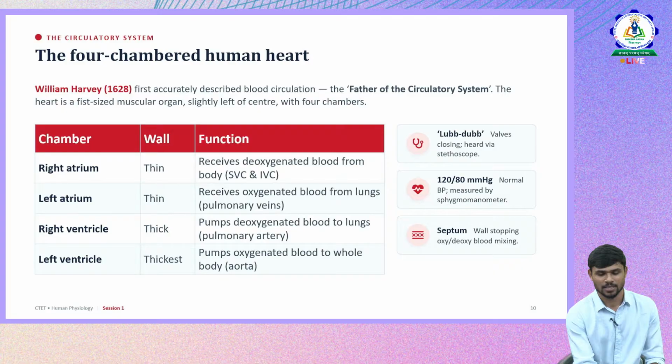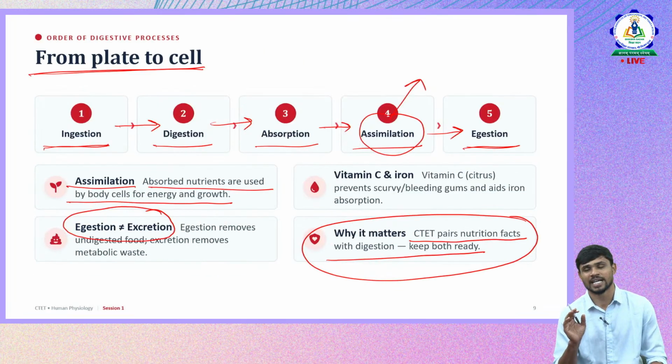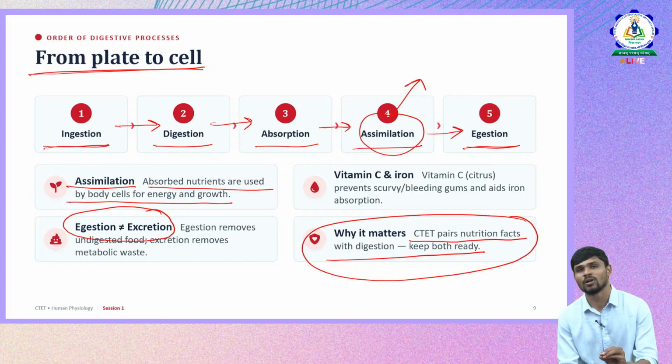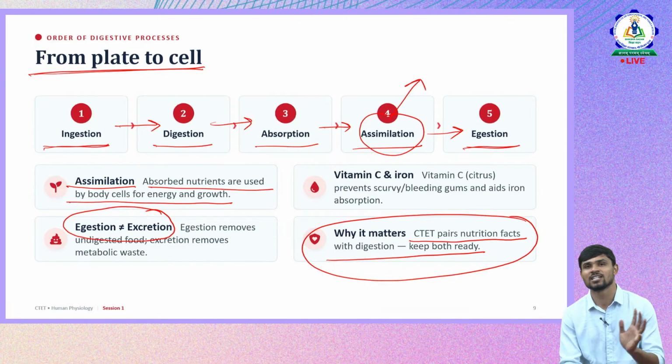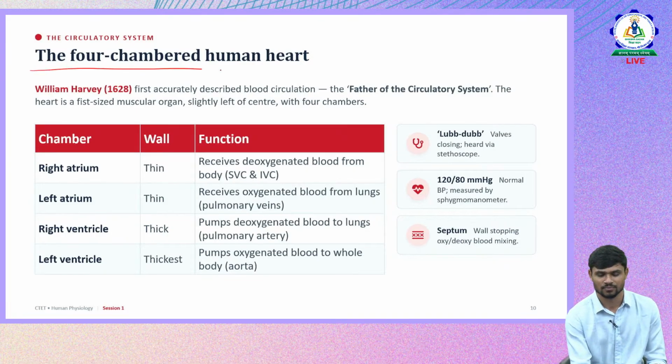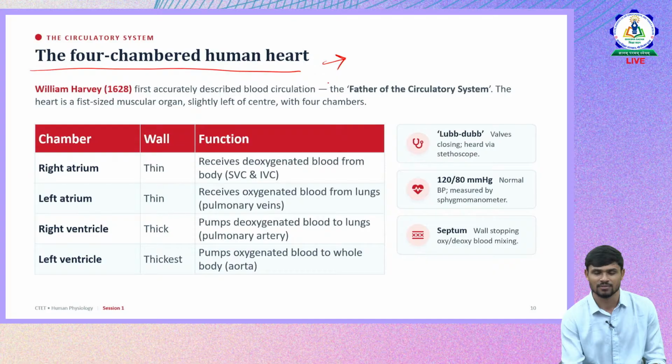So that is about the digestive system. I hope you are clear. We have discussed the major and important concepts from the CTET perspective in the digestion process. Let us move to the circulatory system. Heart, chambers, everything comes into the circulatory system.